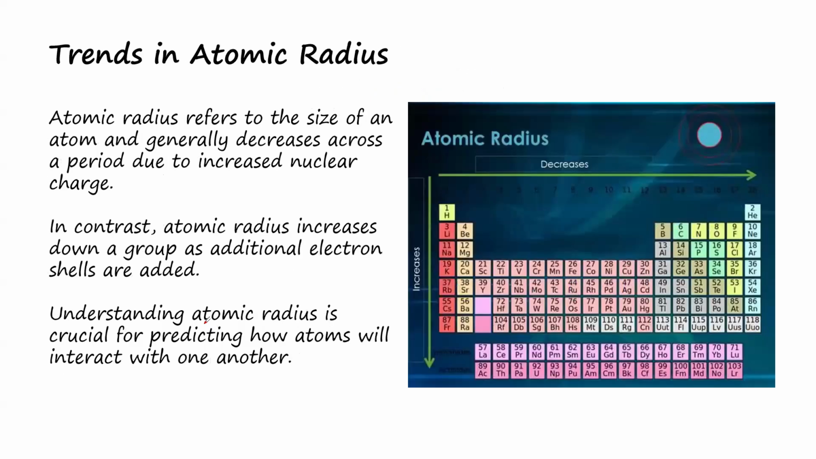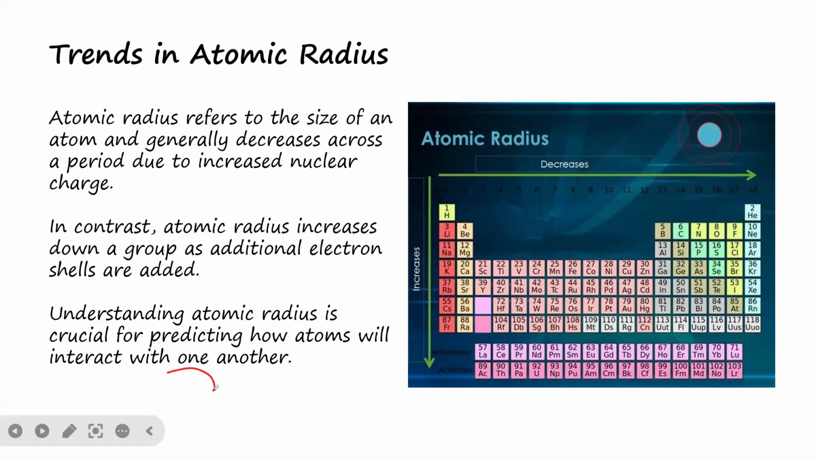So the next thing that we are going to look at is atomic radius. That's the trends in the atomic radius. So when we say atomic radius, what is atomic radius? Atomic radius refers to the size of an atom and generally decreases across a period due to increase in nuclear charge. So now, how? Simply, ladies and gentlemen, atomic radius is the distance from the nucleus to the outermost shell. That is what you call atomic radius.